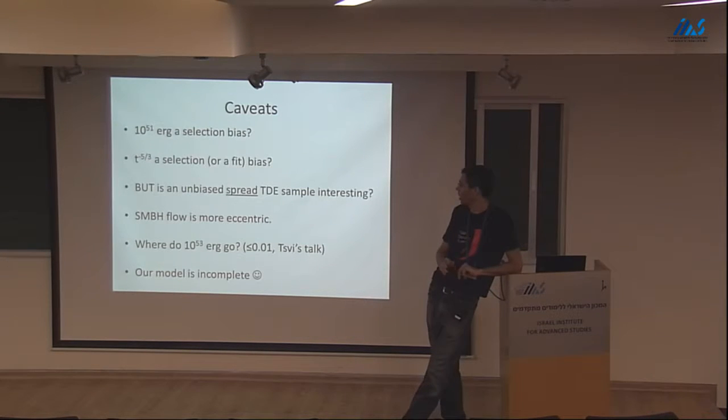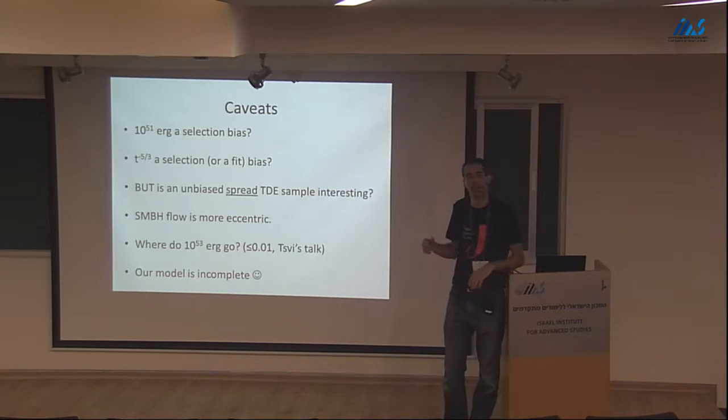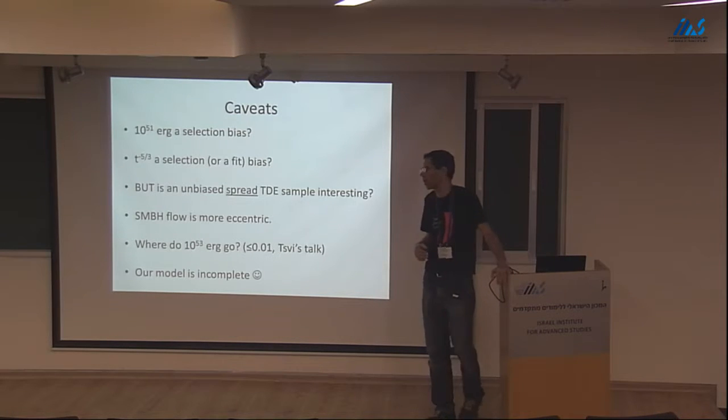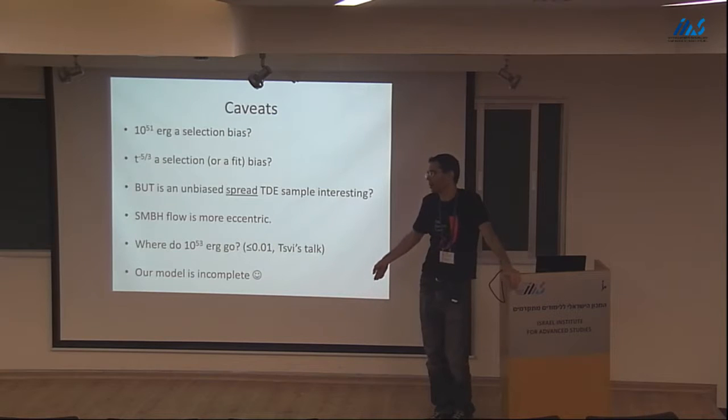Another caveat is that while we were doing these calculations, we're assuming a rather circular flow, looking at the simulation. But for supermassive black holes, the flow is probably more elongated, and at least in some of our calculations, we have to better adapt it to a more elongated flow. But probably the most interesting question is, where are 10^53 ergs hiding?